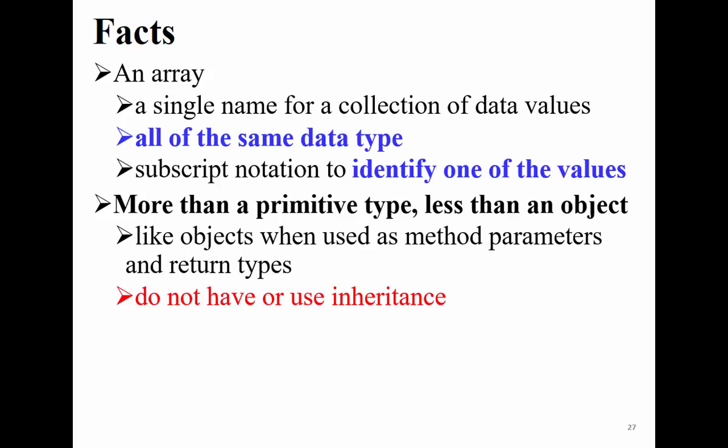You can think of an array as not a primitive type for sure, but it has a lot of features like an object. It's like an object when you are using it in a method parameter or return parameter, because you are referring to it as a reference. But it does not have inheritance, and inheritance is not part of this course, so you cannot extend an array. That's why it's not an object.